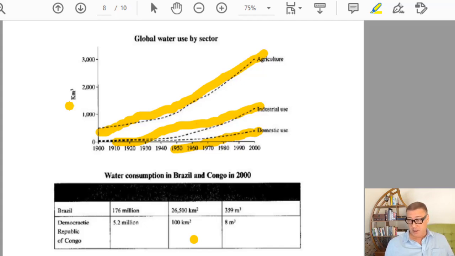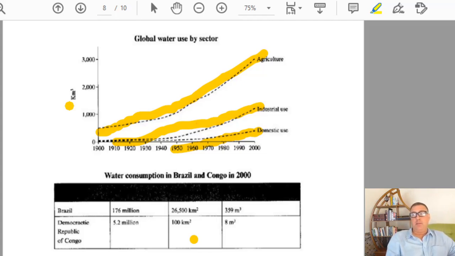Regarding water consumption, Brazil had significantly higher amounts of irrigated land and higher water consumption per person than the Democratic Republic of the Congo. Again, when we go into the details paragraph, we'll go into the details about this. That's the information for our overview.